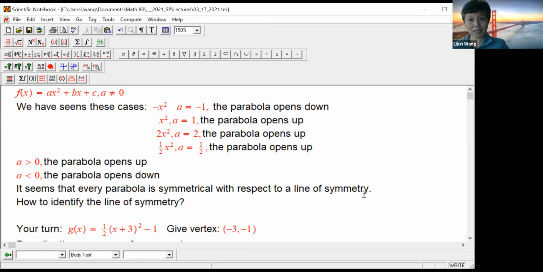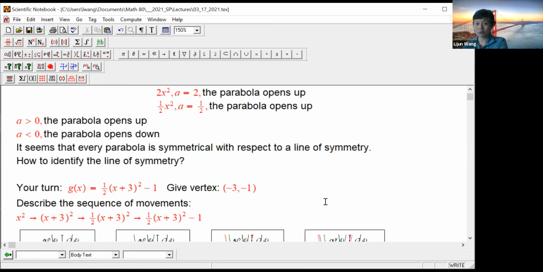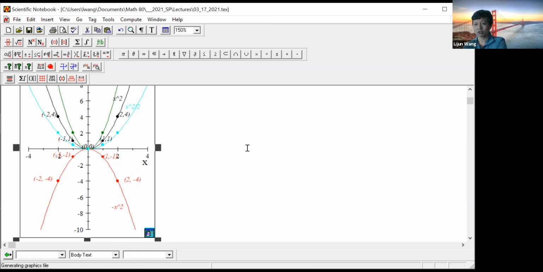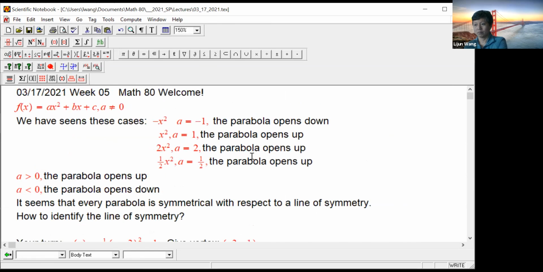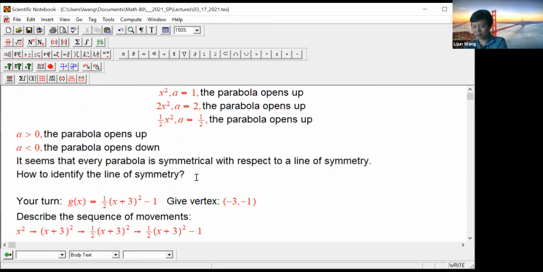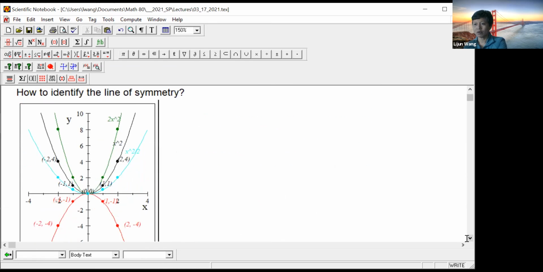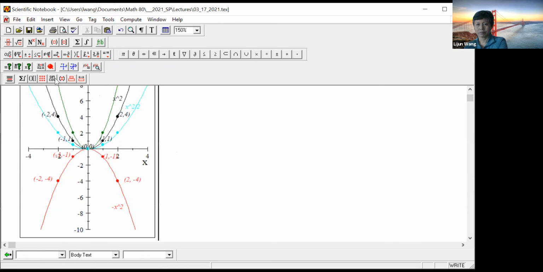Let's see if we can learn something from what we have done. Today I'm not going to do a lot of new things. I just want you guys to look at what we have done to discover. For example, in the early days, on this picture, what is the line of symmetry for all of them? You guys follow me?